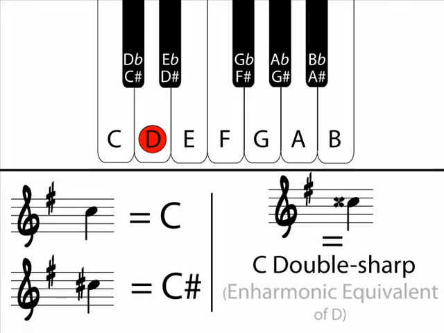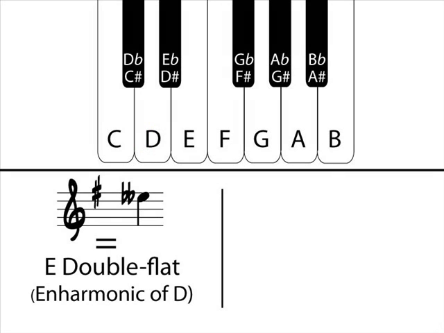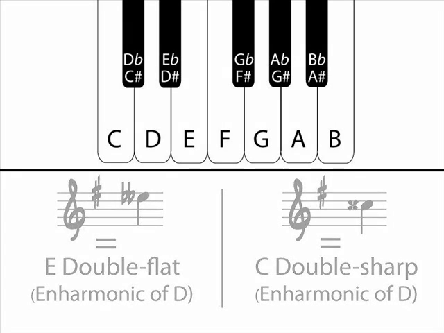So it also sounds a D, but is called a C double sharp. We call notes which are the same but spelled differently enharmonic equivalents, or sometimes just enharmonic. So E double flat is the enharmonic equivalent of D. C double sharp is also the enharmonic of D.